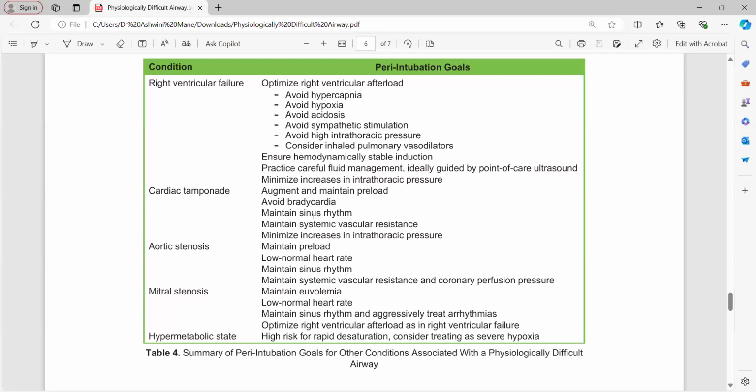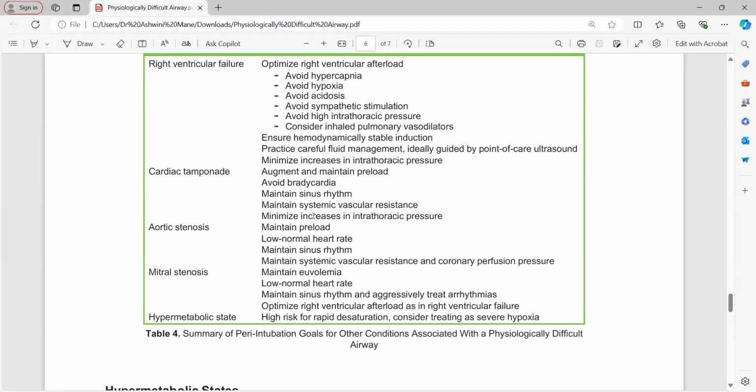In case of aortic stenosis, maintain preload, low normal heart rate, sinus rhythm, systemic vascular resistance, coronary perfusion pressure, and maintain euvolemia. Regarding mitral stenosis, maintain euvolemia, low normal heart rate, maintain sinus rhythm, aggressively treat arrhythmias, and optimize the right ventricular afterload. And in case of hypermetabolic state, which is at high risk for rapid desaturation, consider treating as severe hypoxemia.